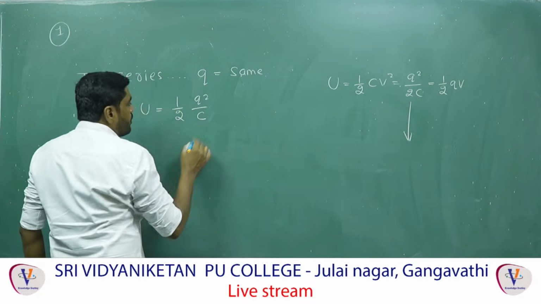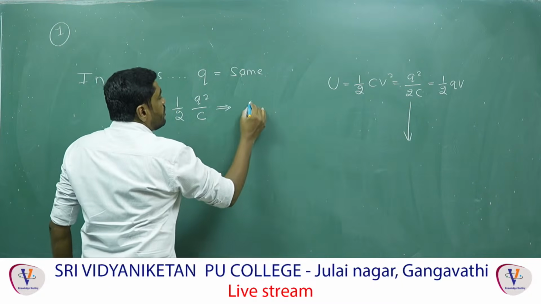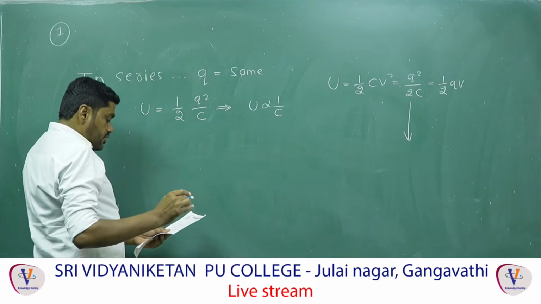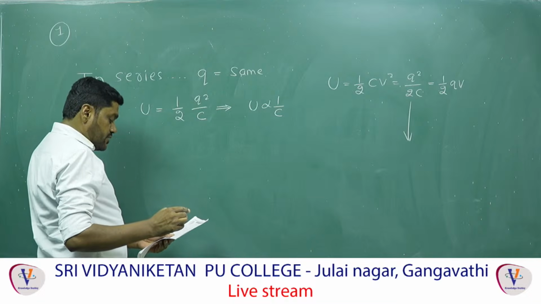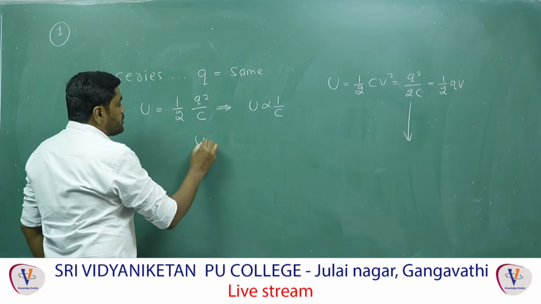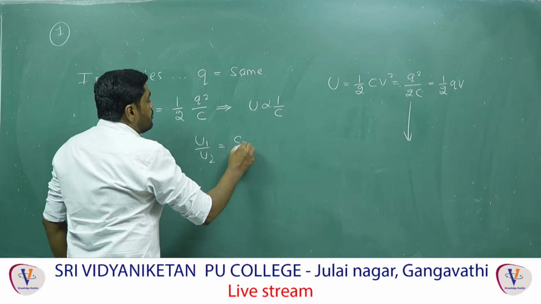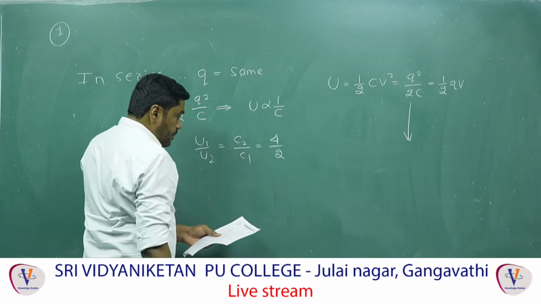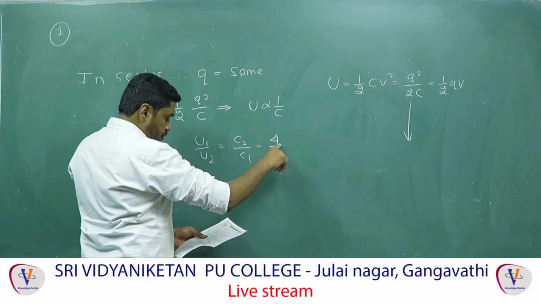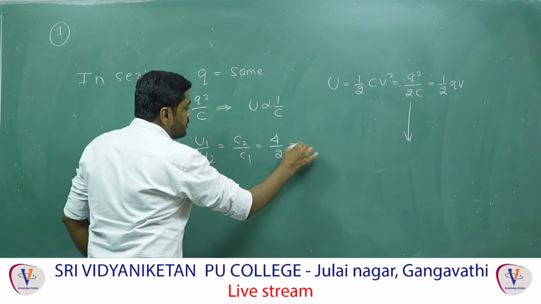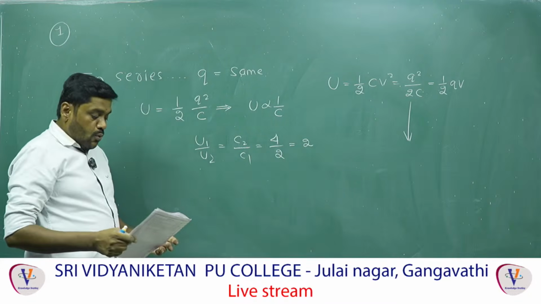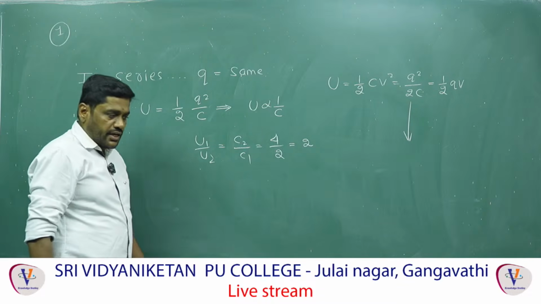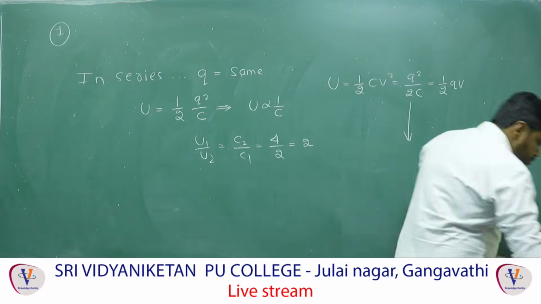Therefore, U is equal to half Q square by C. Therefore U is inversely proportional to C. So the ratio of the energy stored by the capacitors will be U1 is to U2 is equal to C2 by C1, that is 4 by 2, with C2 equal to 4 and C1 equal to 2. The answer is 2 is to 1, so the first option is the correct one for that. Okay, next question number 2.